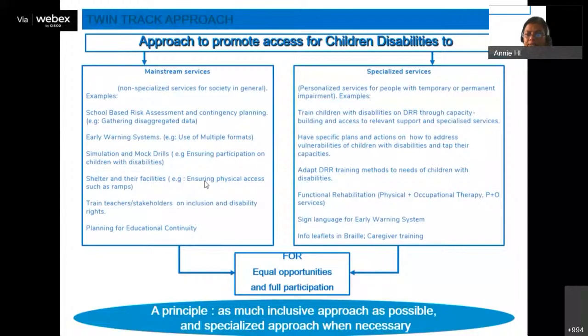ensuring participation of children with disabilities. Yesterday, you might have seen Balu sir's video on the Bangladesh experience with children with disabilities. You saw they did a simulation and a mock drill. Now that is very, very important. And how do we ensure children with disabilities participate in those mock drills? Not just as victims, but also as people who would be part of some task force. Say a child with disability is part of a first aid task force, or the children know how to do a search and rescue which is inclusive of people with disabilities.